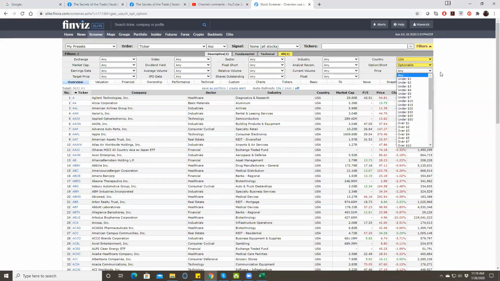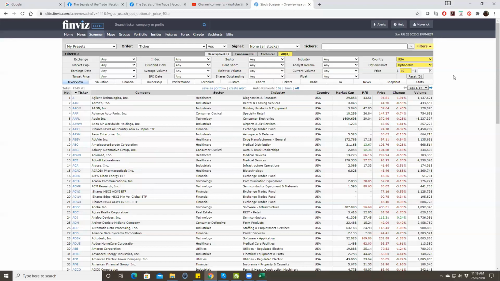Now, as far as price, you can do this however you like. You may like low price stocks. I personally do not. I like to set a custom range. I don't like stocks that are below $40 a share, personally. Now, there probably are some pretty good opportunities in the $20 and $30 range, but I have just decided for my trading, I like something that's trading over 40. You may find something different for you.